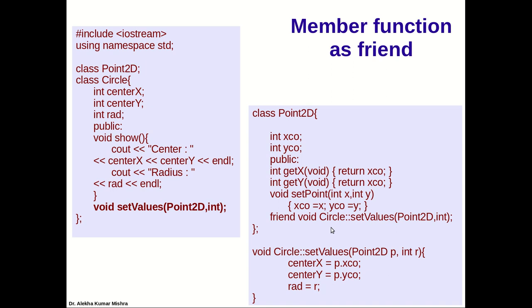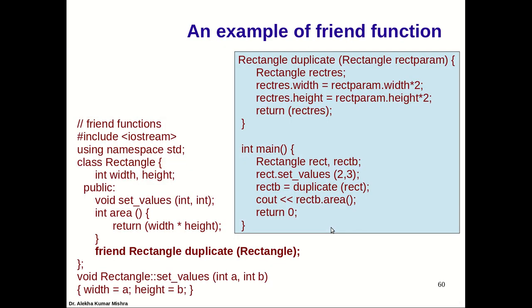Now here a friend function is a member of another class. We can also have a global function, a function which is non-member, a simple function just like in C, could be a friend also. So in the Rectangle class we see here, we have width and height, setValues, area, we calculate, then friend Rectangle duplicate. So when we want to make a copy of a rectangle object, we are taking help of a function outside the class to do that.